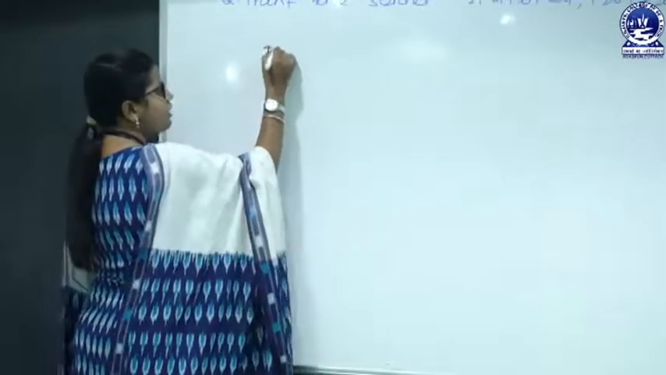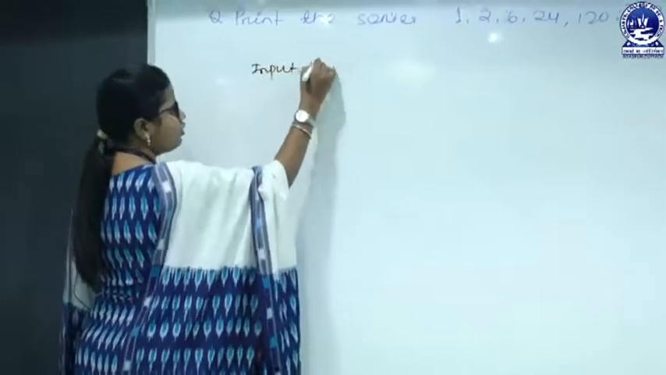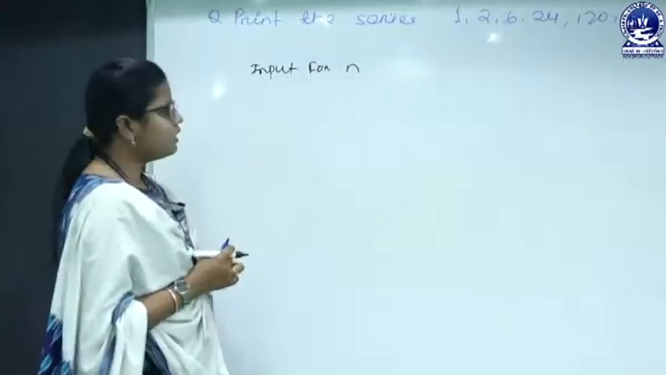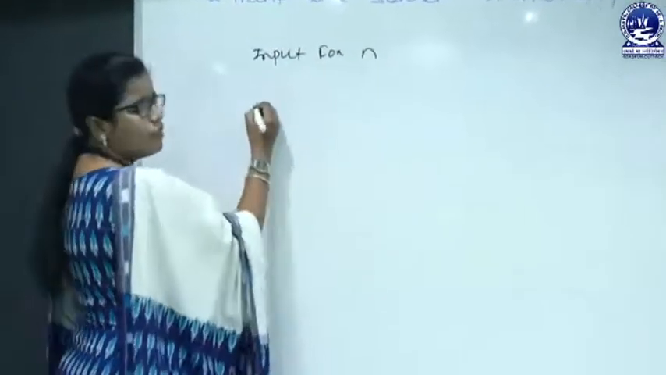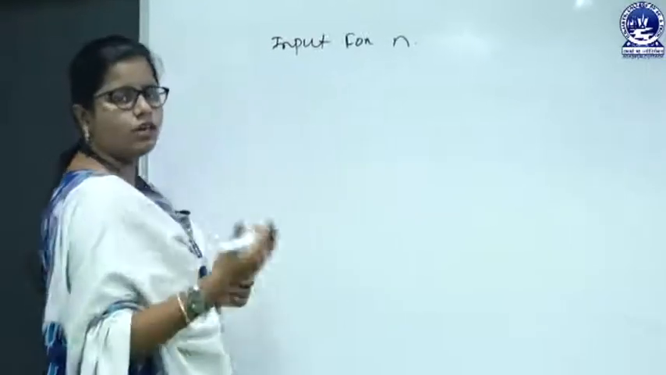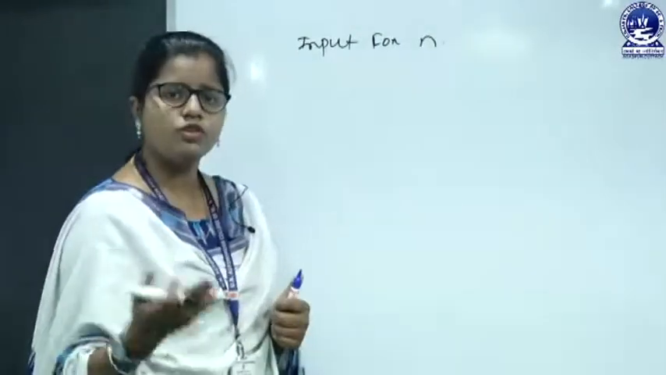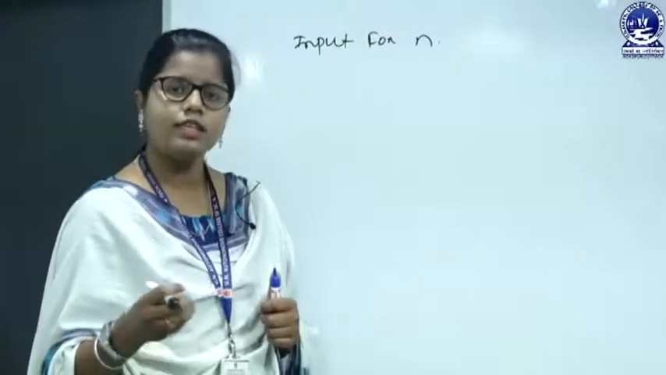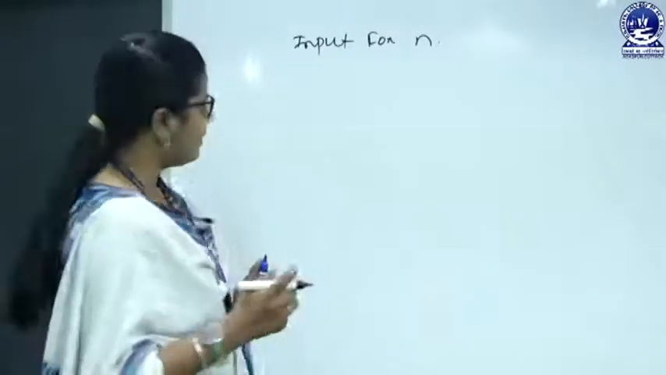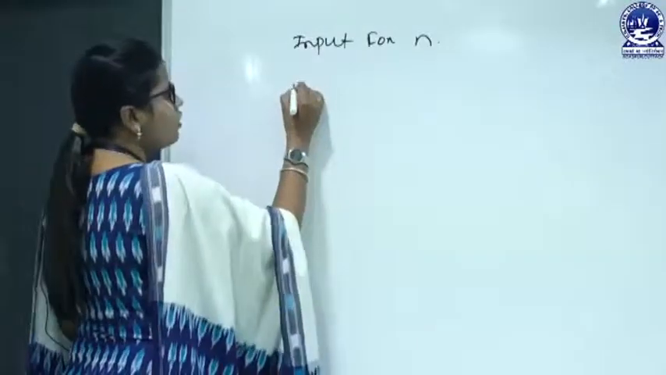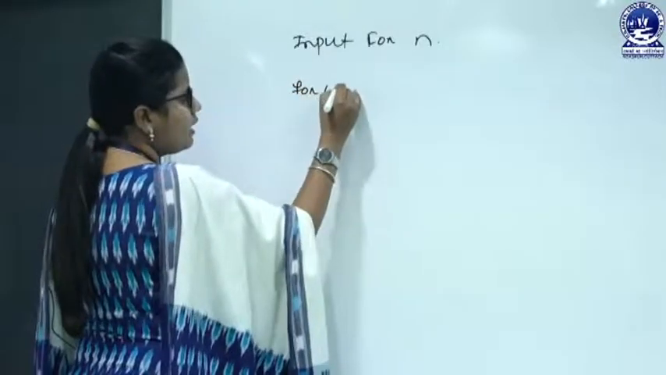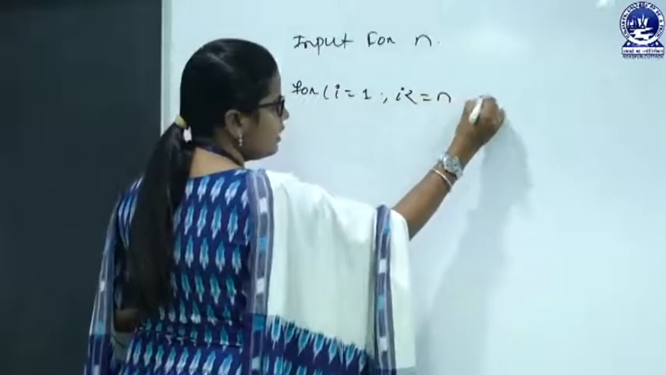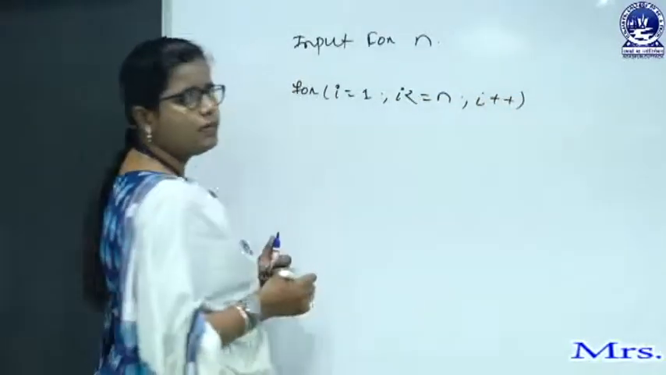So first we will take the input for n. n is the nth term here. Then what are we going for? We are calculating for I equals 1 to I less than n, we are calculating the factorial of I. Then we will print the factorial of I. So for I equals 1, I less than or equal to n, and I will get incremented by 1.